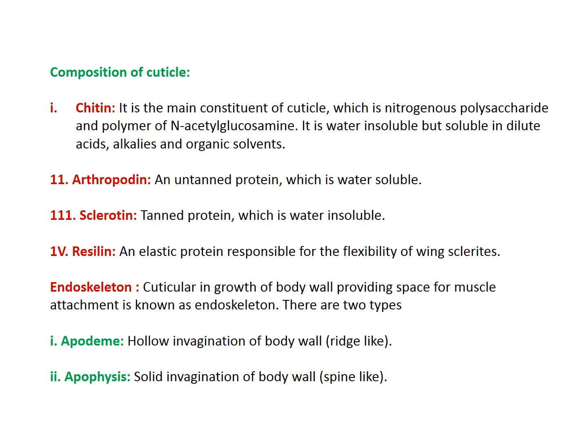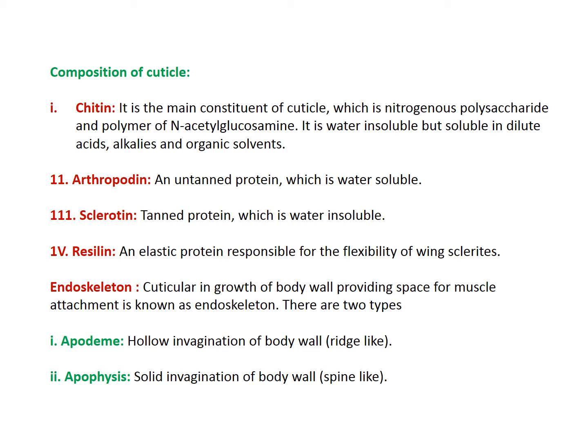Then the composition of the cuticle. The cuticle has chitin. It is the main constituent of cuticle, a nitrogenous polysaccharide and polymer of N-acetyl glucosamine. Chitin is water insoluble and soluble in dilute acids, alkalis and organic solvents. The next component is arthropodin, an untanned protein which is water soluble. Sclerotin is a tanned protein which is water insoluble. Resilin is an elastic protein responsible for flexibility of wing sclerites.